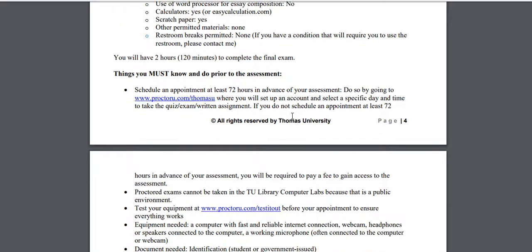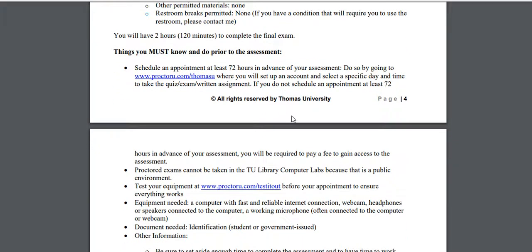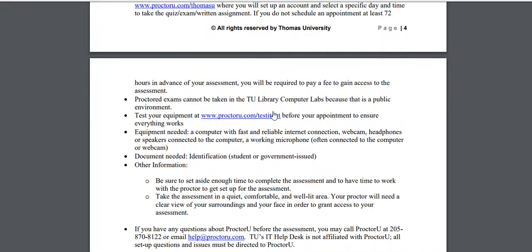Some things about ProctorU is you'll need to set up your appointment at least 72 hours in advance, otherwise you'll be charged an additional fee. Let's see. ProctorU exams cannot be taken in the TU library, or in a public environment. You must have a private environment with not a lot of things going on around you.